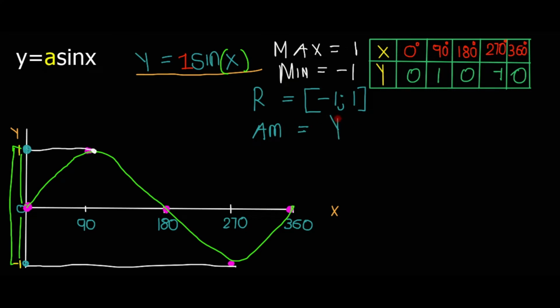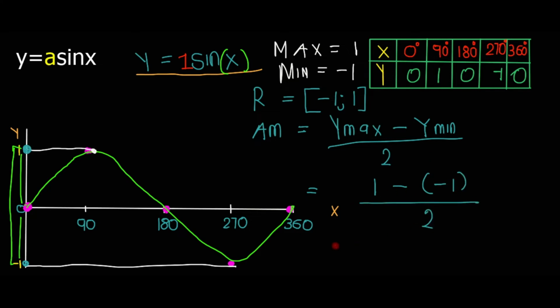Amplitude is equal to y maximum minus y minimum, divided by 2. Our maximum is 1, and then our minimum is -1. So it will be 1 minus -1, it will give 2, because negative and negative will give +1. So 1 plus 1 is 2, and then 2 divided by 2 is 1. So this means our amplitude is 1.